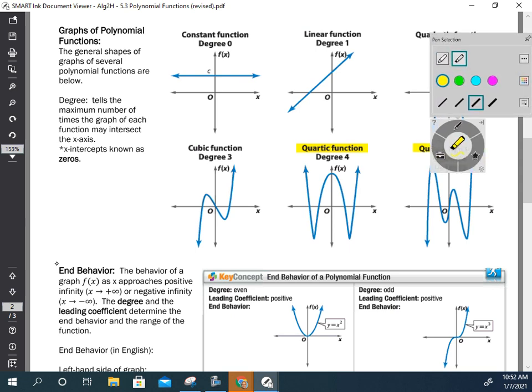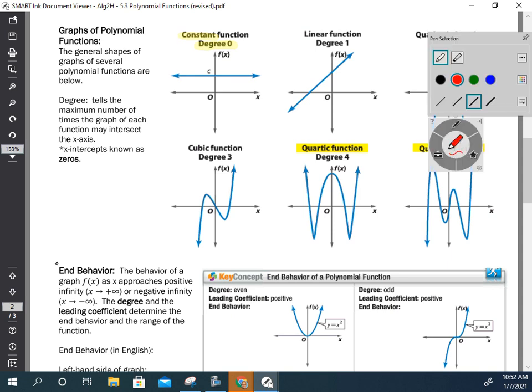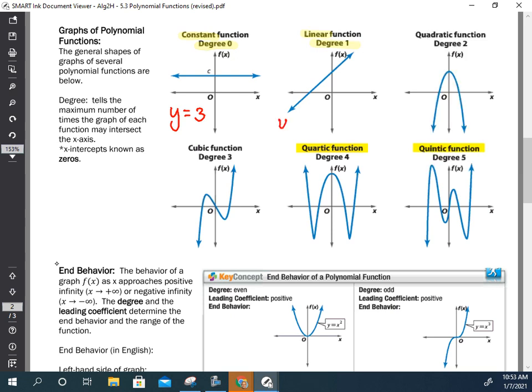So for example, if your degree is 0, then you're going to have a constant function. A constant function is a function with no variables. So y equals 3 is an example of a constant function. If your degree is 1, then you have a linear function. So we're used to linear functions. That's our slope-intercept form and all that good stuff.